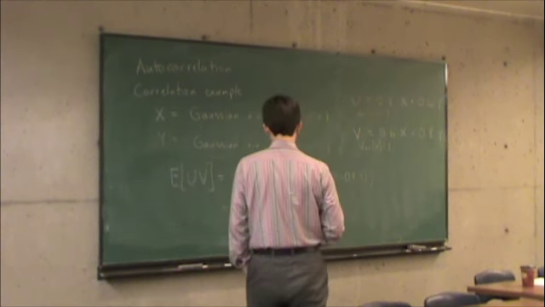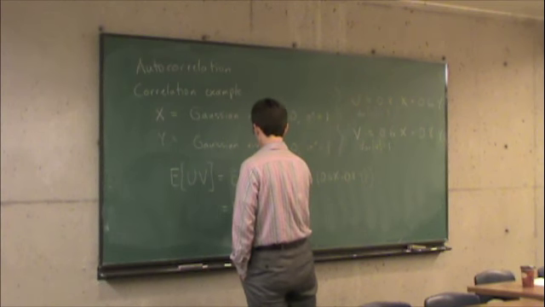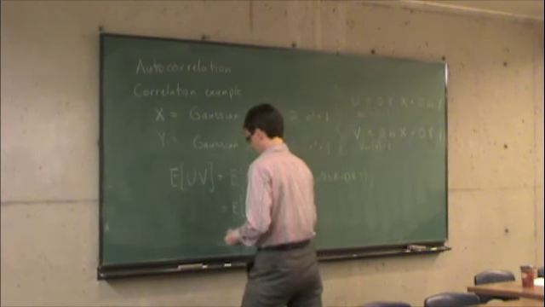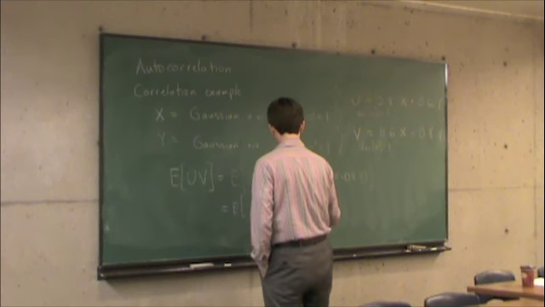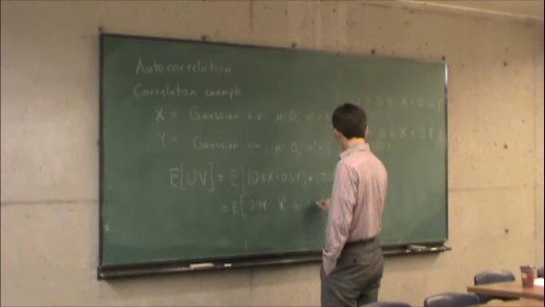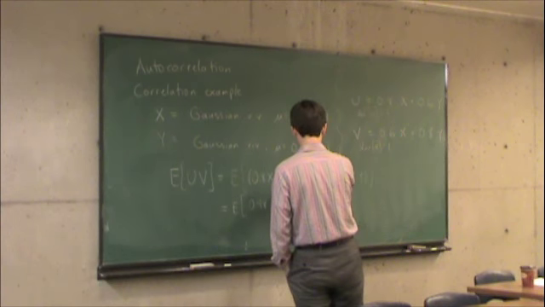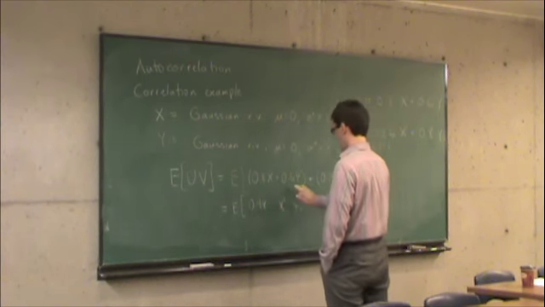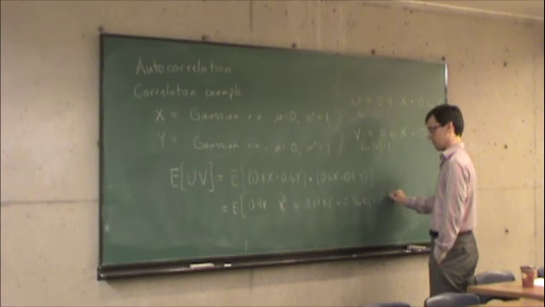So this is equal to 0.8 times 0.6 x squared, which is 0.48 x squared, plus 0.8x times 0.8y, 0.64 xy, plus 0.6y times 0.6x, which is 0.36 xy, plus 0.6y times 0.8y, which is 0.48 y squared.